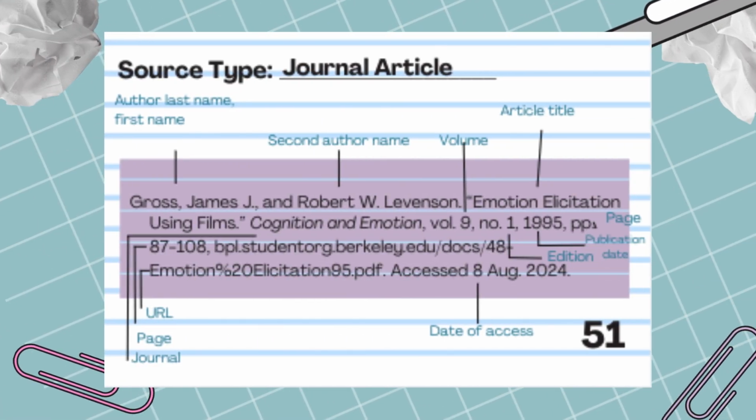And then the journal article. The formatting for this is last name, first name, title of article, title of journal, volume number, the number, year, and pages. For this example, I put Gross, James J. and Robert W. Levinson. The title of the article is Emotion Elicitation Using Films. Journal is Cognition and Emotion, Volume 9, Number 1, published in 1995. Pages 87 through 108 were cited. I included the URL and my access date.